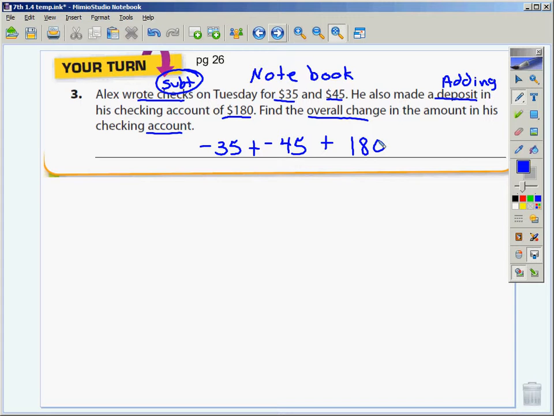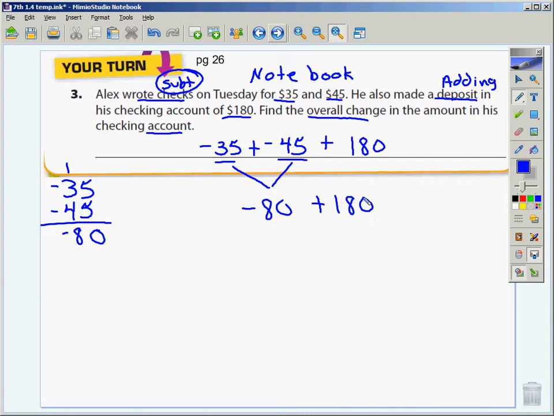I want to put together the ones that have the same signs, because the rule says that I can keep their sign and add. So I'm going to take 35 and 45 and put them together. 5 and 5 is 10. 4 and 3 is 7, plus the 1 is 8. So you can see here that I was at a negative 80. And I'm adding $180 to it.